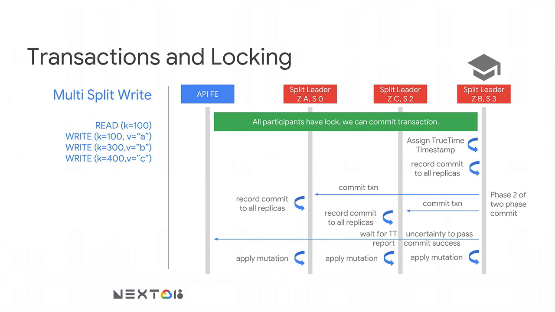So the first phase was verifying that we have all the logs and that we can get all the logs. The second phase, as you see here, is basically, yes, please commit that transaction. We have all the logs, so we can commit this transaction. We again wait out the TrueTime uncertainty and report back the commit success to all the other participants of that transaction. And then, in parallel, the mutation is applied.